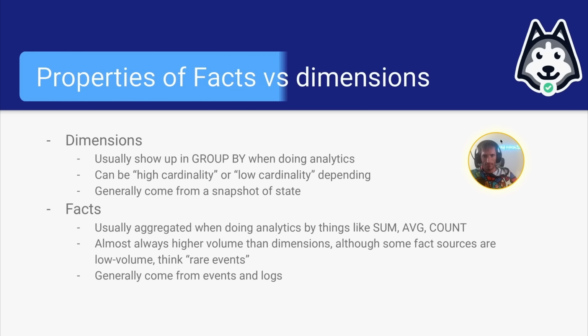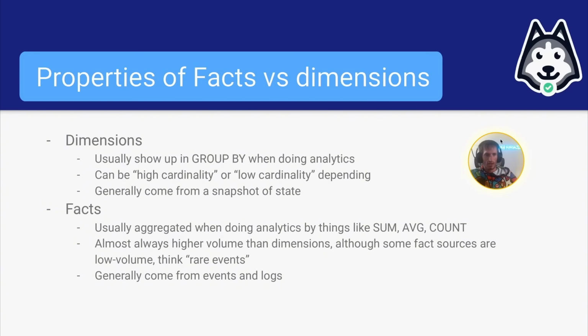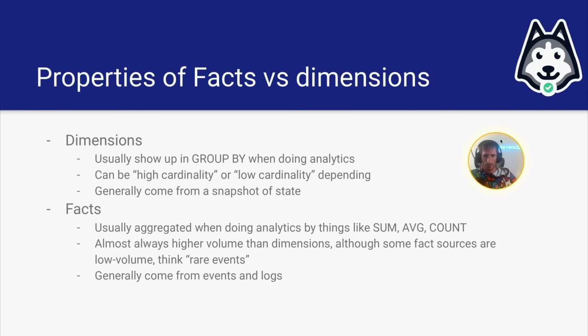Now, the big thing with dimensions is they are the things that you group on. When you run a group by in your SQL queries, these are the values that are going to show up, like user ID or country or device or gender or scoring class or whatever. These can be both high or low cardinality. User ID would be considered a high cardinality dimension, whereas country is more of a medium cardinality dimension, and gender is a pretty low cardinality dimension.